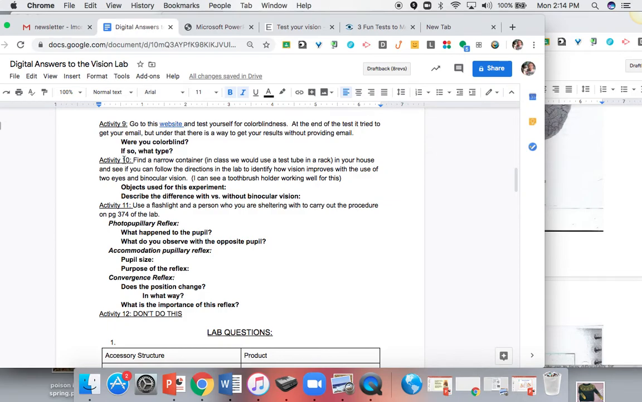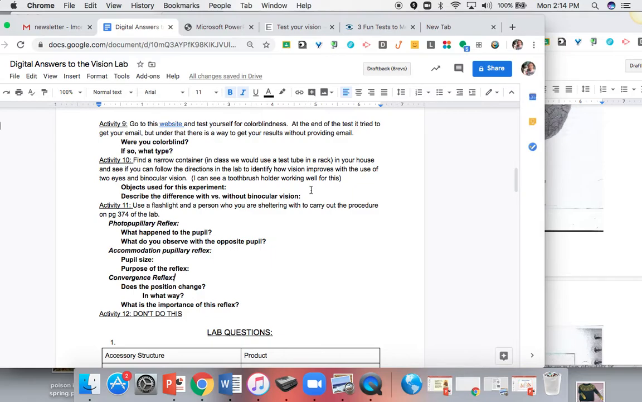Activity 10, you're going to have to scrounge around your house for a narrow container. We usually try to dunk a pencil in a test tube that's in a test tube rack at school. So if you can find something small, the thing I could think of is the structure in your bathroom that you use to put toothbrushes in. It's usually a ceramic thing that's mounted to the wall. If you have one of those, that would work perfectly.